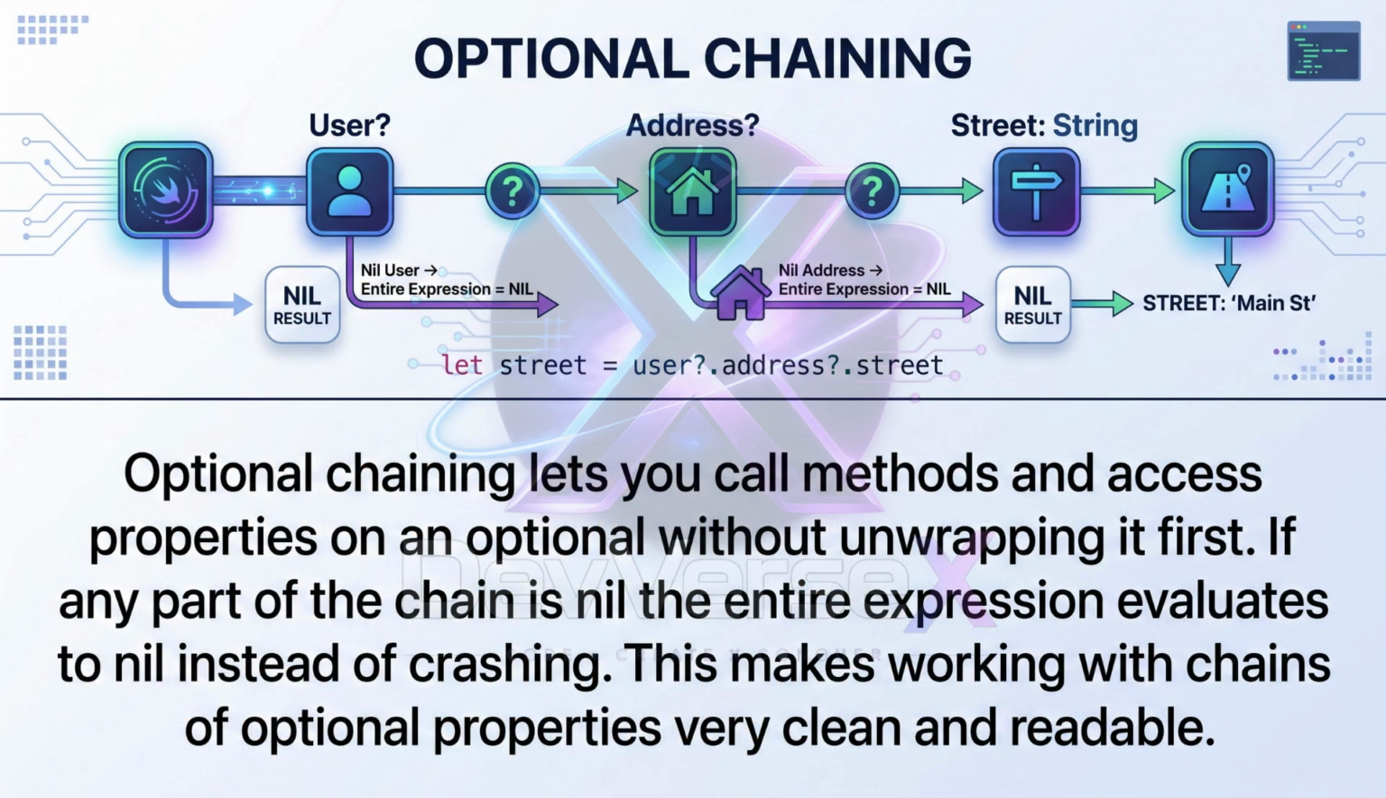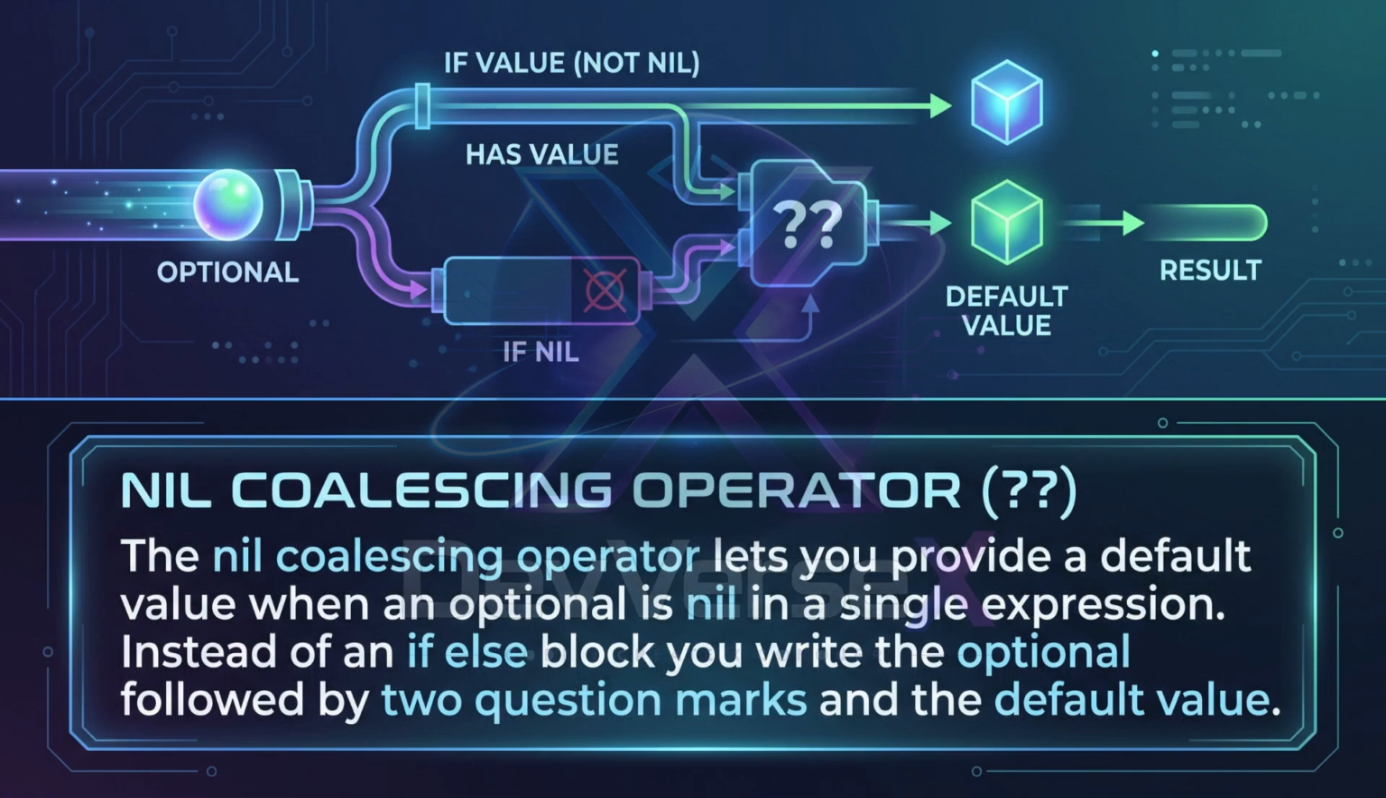Optional chaining lets you call methods and access properties on an optional without unwrapping it first. If any part of the chain is nil, the entire expression evaluates to nil instead of crashing. This makes working with chains of optional properties very clean and readable. The nil coalescing operator lets you provide a default value when an optional is nil in a single expression. Instead of an if-else block, you write the optional followed by two question marks and the default value.